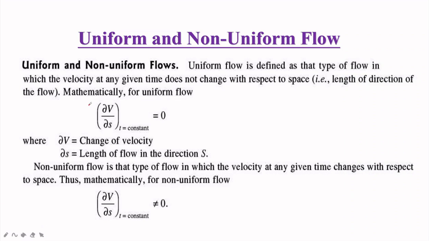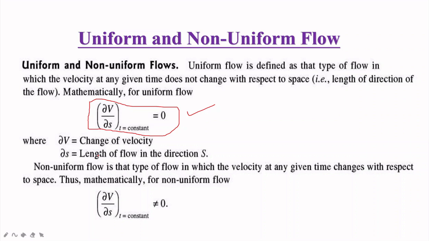Mathematically for uniform flow what can we write? Dou v by dou s. We were taking dou v by dou t in steady flow, but here dou v by dou s at constant time, at any given time, should be equal to 0 for uniform flow. So dou v is what? Change of velocity. Dou s is length of flow in the direction of s.